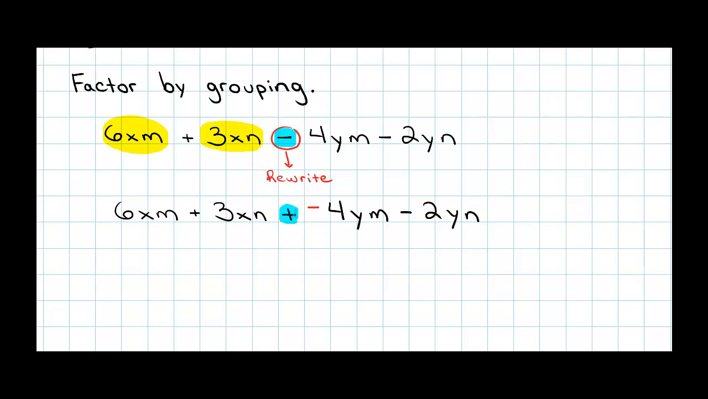After you do that and you have that plus sign in the middle, now we can start grouping. I'm going to group the first 2 terms together, and the way I'm going to do that is I'm going to use a set of parentheses to show this grouping. So we're going to draw some parentheses around the 6xm plus the 3xn, and now I'm going to draw some parentheses around the negative 4ym and this minus 2yn. So let's draw those parentheses.